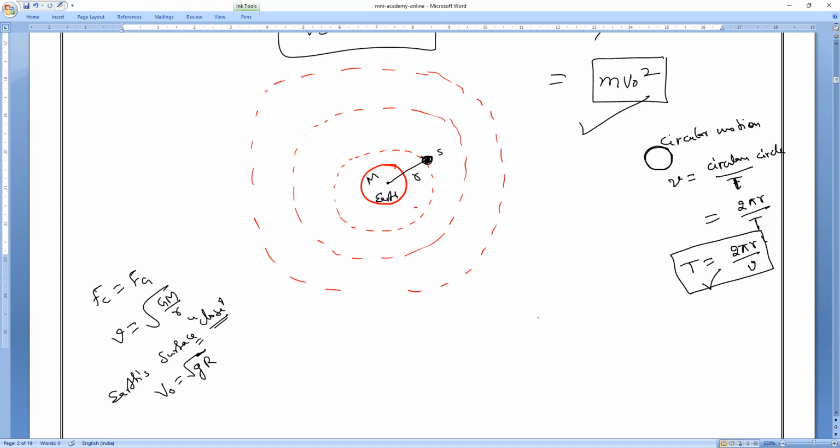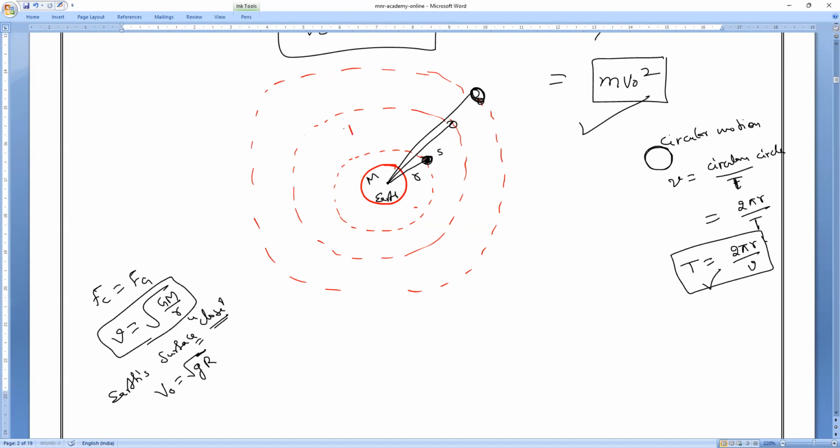So now let us see. We will replace the orbital velocity V for the normal case, and we will try to find the time period and radius. For example, the satellite is revolving here. We studied Kepler's third law. Can anybody remember Kepler's third law? What I taught you? Anyone?